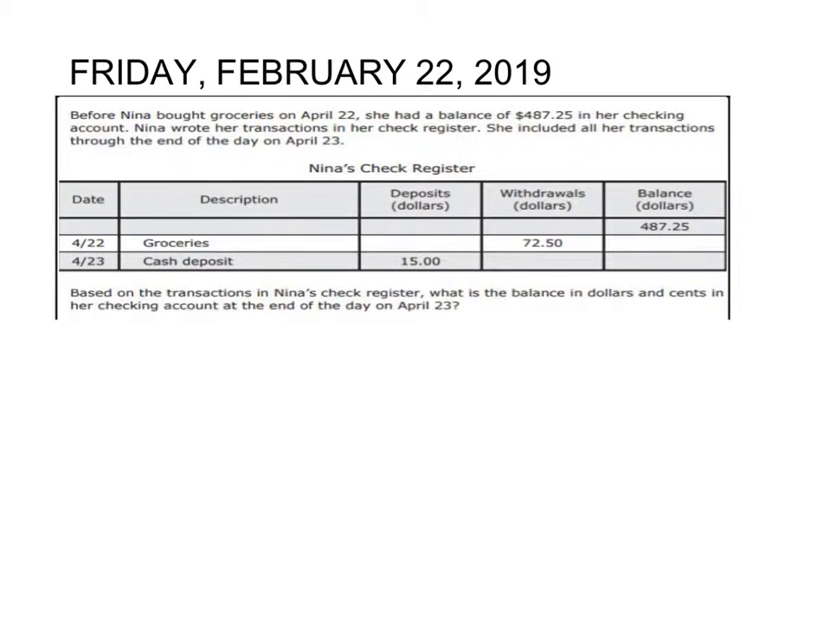Okay, so let's get started with your warm-up. Before Nina bought groceries on April 22nd, she had a balance of $487.25 in her checking account. Nina wrote her transactions in her check register. She included all her transactions through the end of the day on April 23rd.